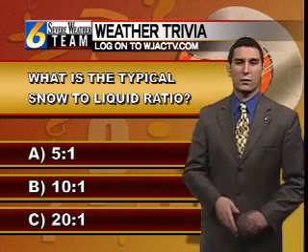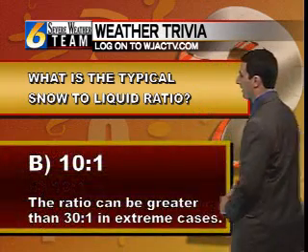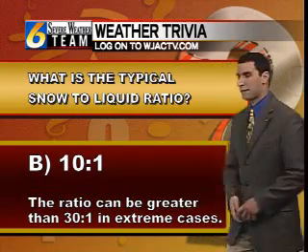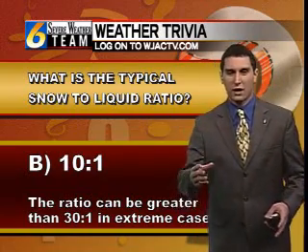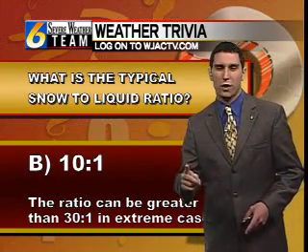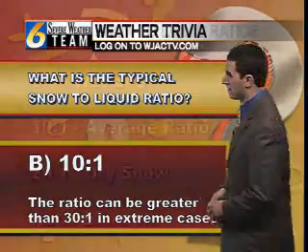The correct answer to this weather trivia question is B, 10 to 1, but the ratio can be a lot greater than 30 to 1 in extreme cases. And when we say 30 to 1, we're talking about for every 1 inch of rain or liquid precipitation that would fall, it would end up being 30 inches of snow.